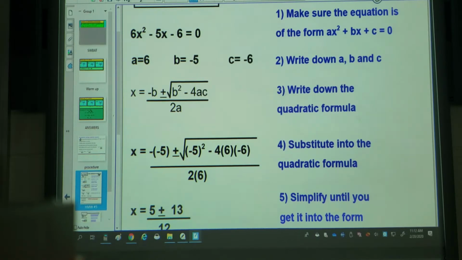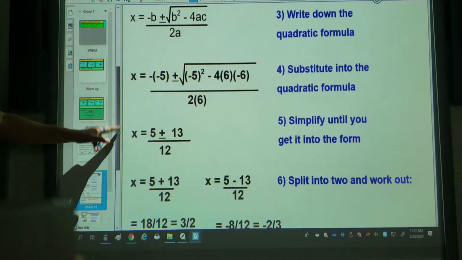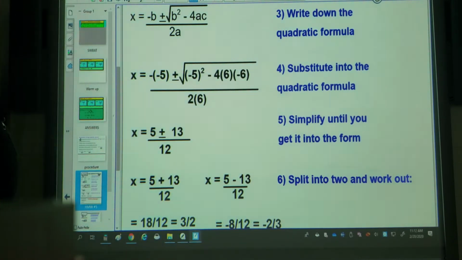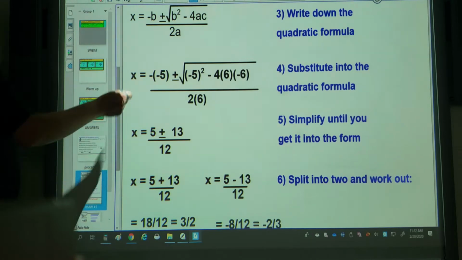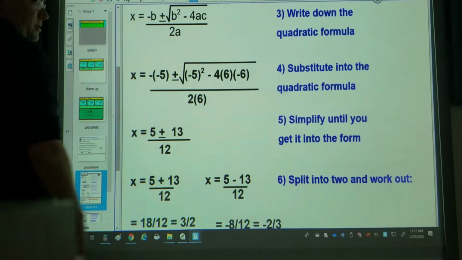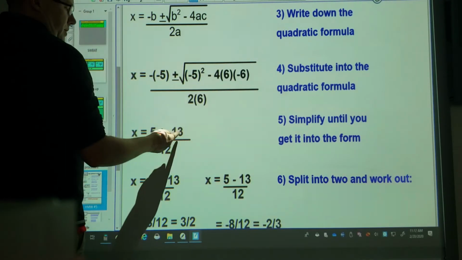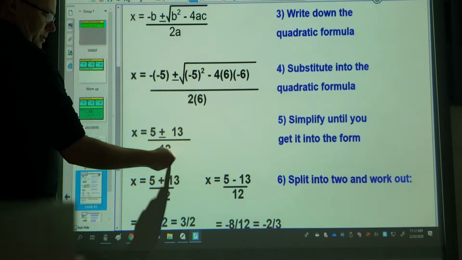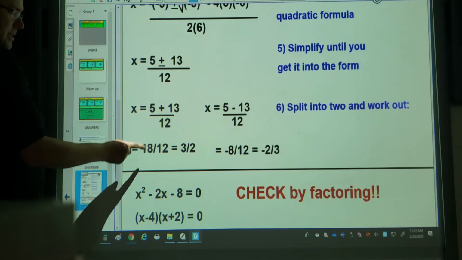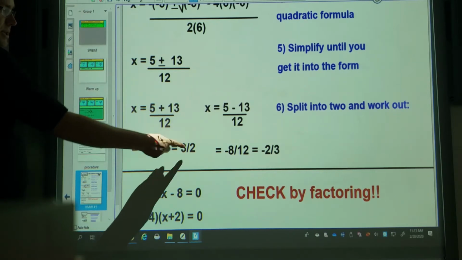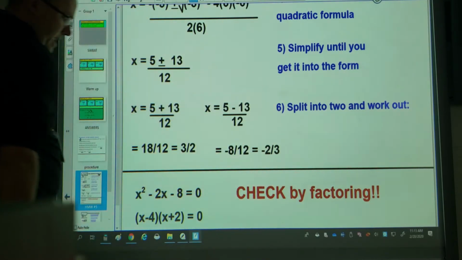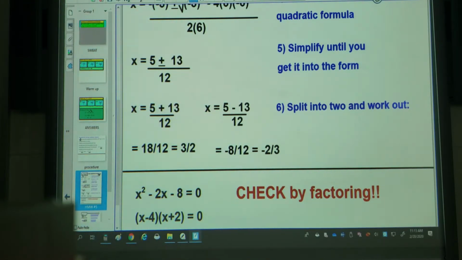A lot of people chose not to do that and did not do as well on these questions. Plug in the numbers, but very importantly, make sure you're plugging every number in using parentheses. As I come to simplify this, 2 negatives make a positive. If you type this in, you get 169, and the square root of 169 is 13, and 2 times 6 is 12. As you're working the question out, 5 add 13 is 18. You can simplify 18 over 12. 5 minus 13 is -8, and you can simplify -8 over 12 as well.